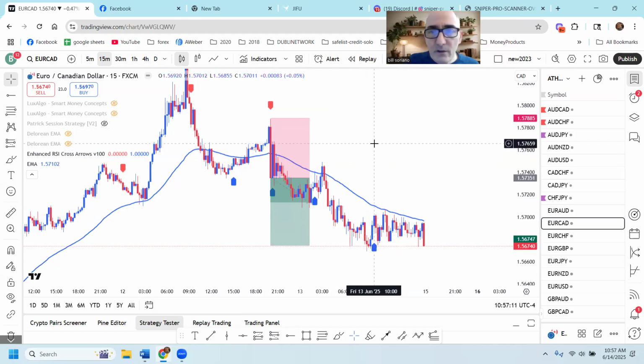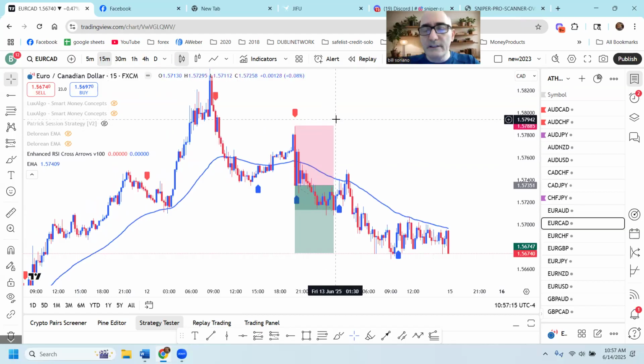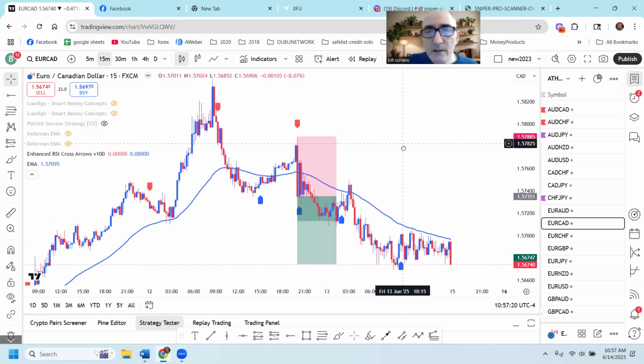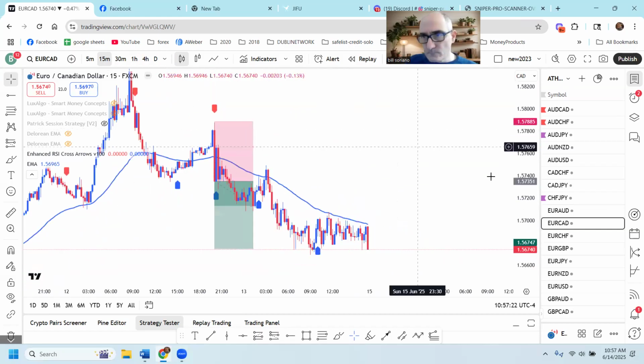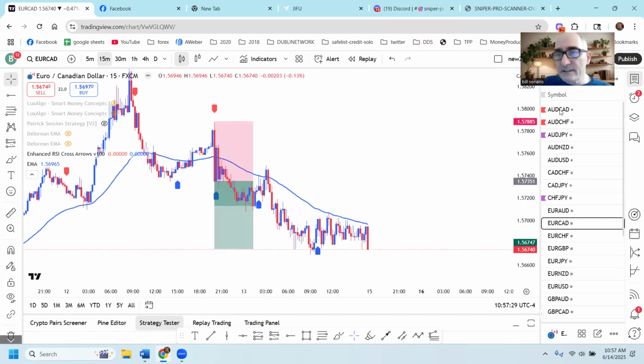Okay. Now, we're on the 15-minute time frame. Okay, so there's no additional higher time frame confirmation or anything else you need to do. But what you could do is you could decide which pairs you want to trade. If you want to trade all of them, then you would have to set an alert for all of them. But here's how you can set the alert, guys. Once you have access to this indicator here, which is the enhanced RSI crossovers version 100.